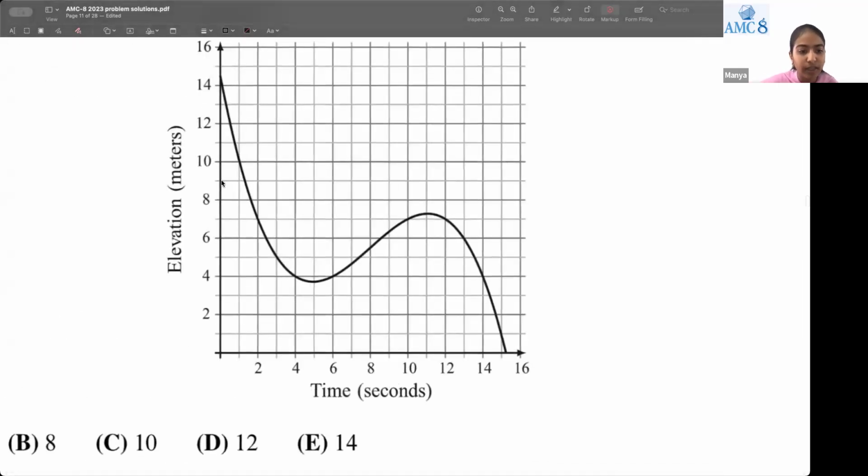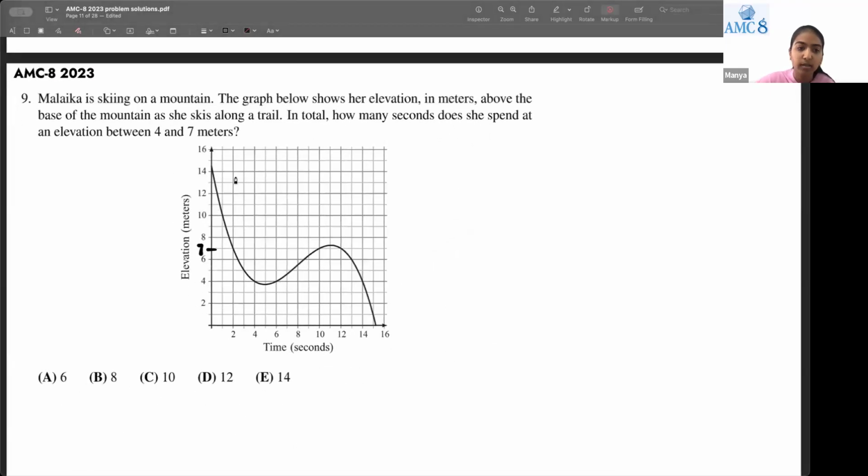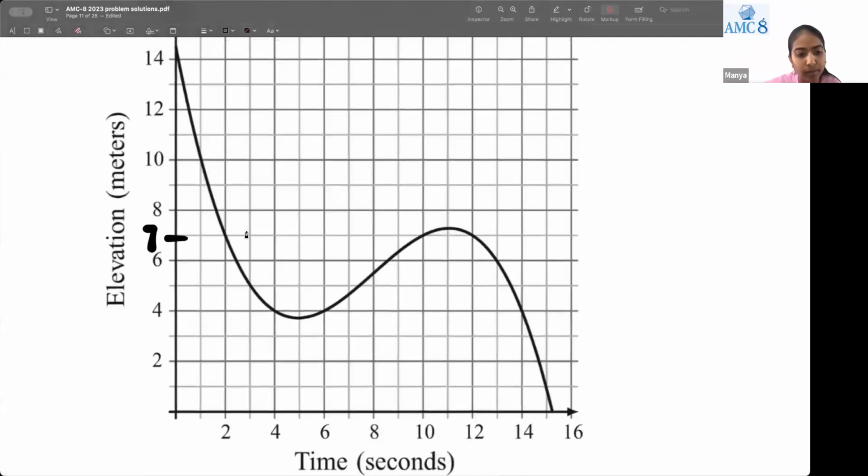So here, this is right here, 7. I'll just write 7 here. Oh no, that's not 7. This is 7 right here, and this is 4. So how much time does she spend between 4 meters and 7 meters? Whether she goes like that, in a curvy motion, or whether she just goes in a straight line, she will spend the same amount according to this line here.